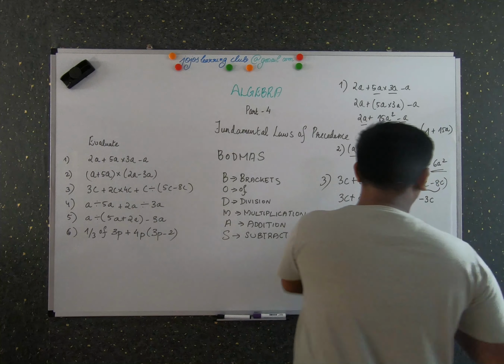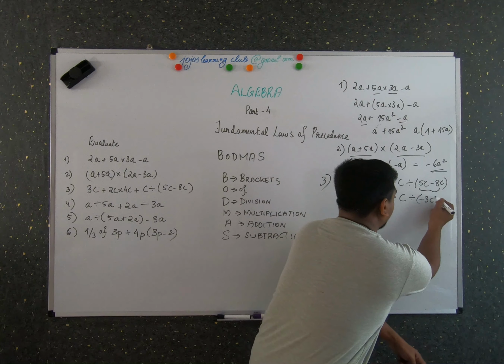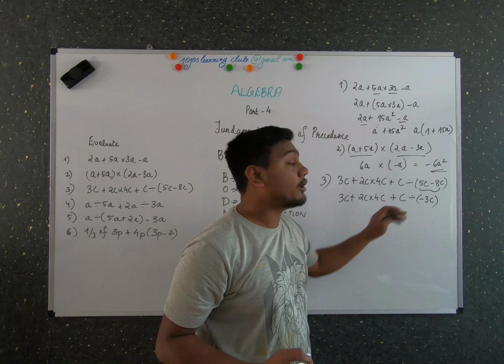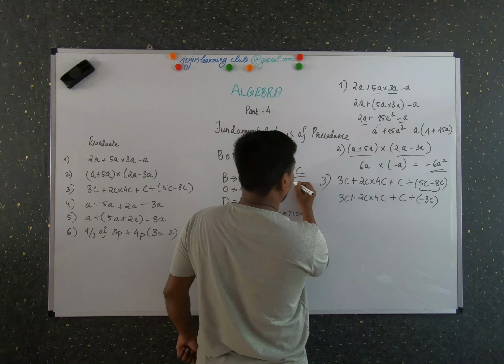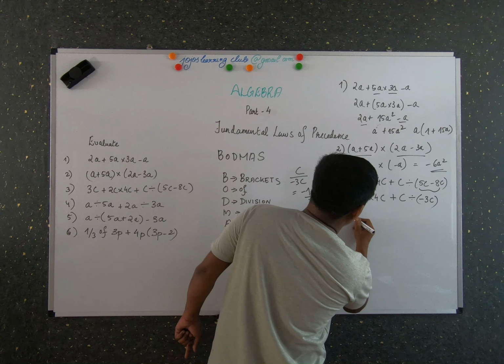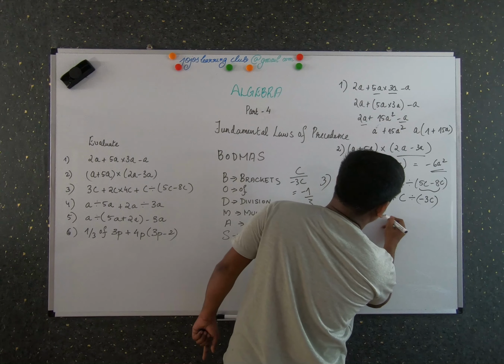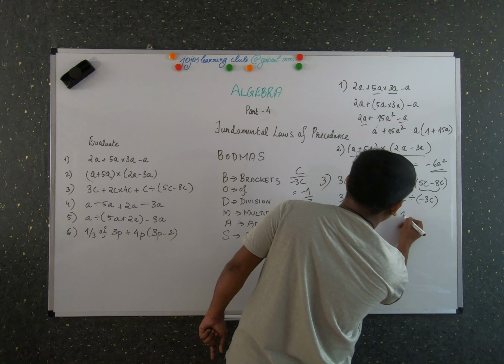Okay, so in this problem again you can see there's a division, so you have to do the division first. So c divided by minus 3c, which is what? Minus 1 by 3. So 3c plus 2c into 4c plus, so plus minus is minus, so minus 1 by 3.